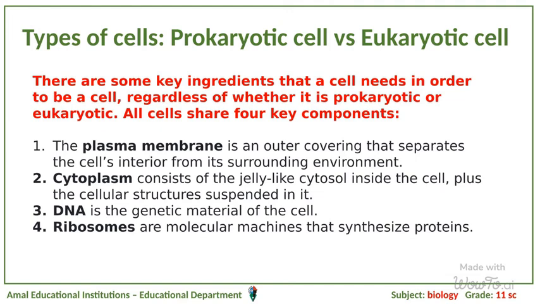The plasma membrane is an outer covering that separates the cell's interior from its surrounding environment. Cytoplasm consists of the jelly-like cytosol inside the cell, plus the cellular structures suspended in it. DNA is the genetic material of the cell. Ribosomes are molecular machines that synthesize proteins.